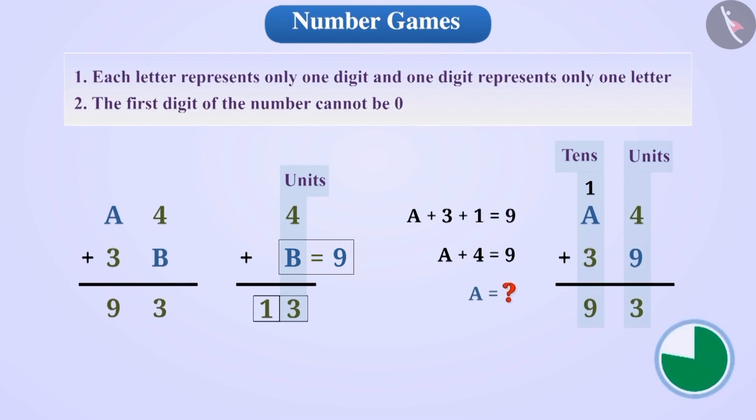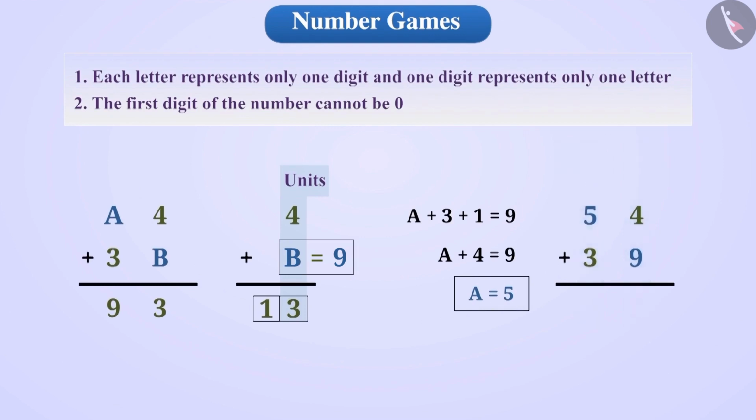Exactly. A would be equal to 5. In this way, we have found that a is equal to 5 and b is equal to 9. Let's check that the value obtained is correct or not. Here, if we keep the values of a and b, we get 54 plus 39, which is equal to 93, which is equal to the given result. So, we can say that we have obtained the correct measurements of a and b.